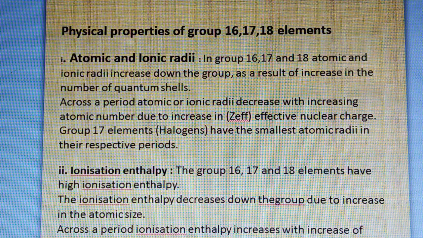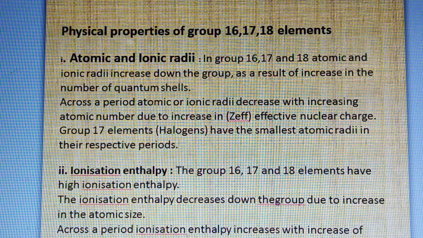Group 17 elements, the halogens, have the smallest atomic radii in their respective periods. So this is the first property. In brief, we can say that on moving down the group, ionic and atomic radii increase, and across the period from left to right, the atomic and ionic radii decrease.